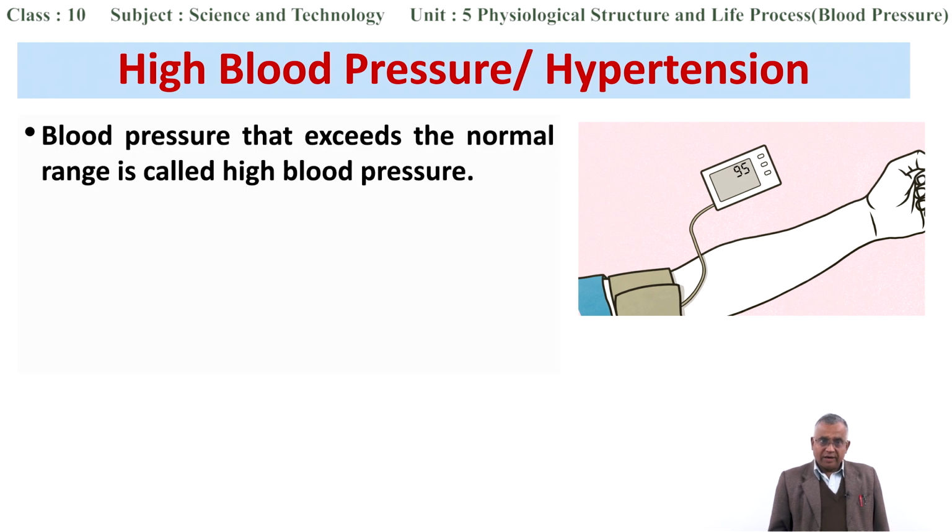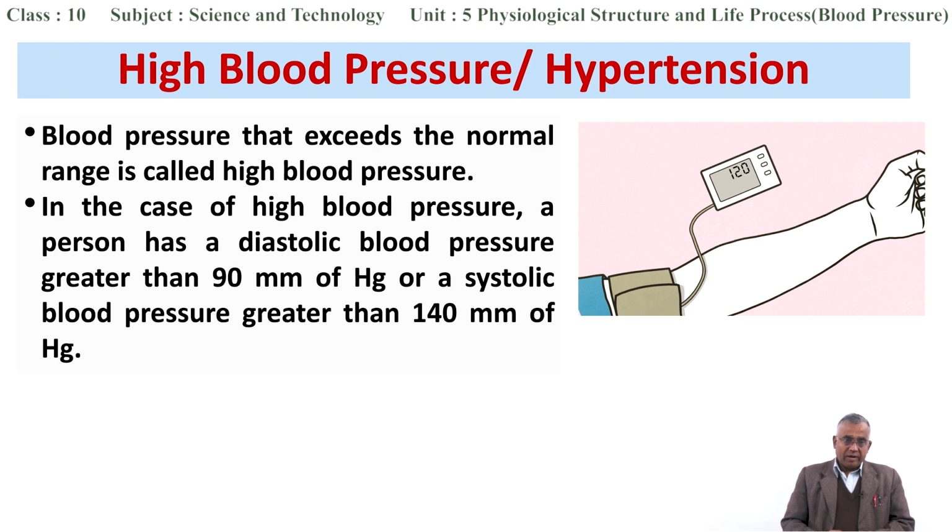Blood pressure that exceeds the normal range is called high blood pressure. Exceeds the normal range means either diastolic exceeds 90 or systolic exceeds 140 mm of Hg. In the case of high blood pressure, a person has a blood pressure greater than that. I have already told you, so you will revise and understand it.